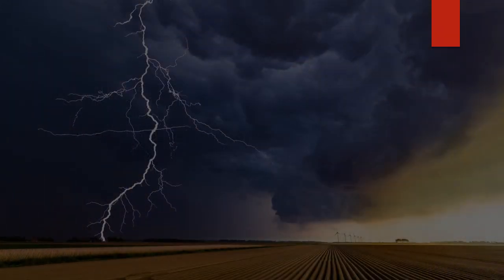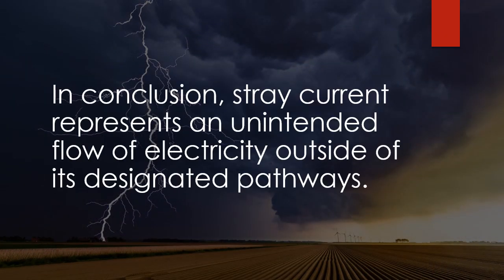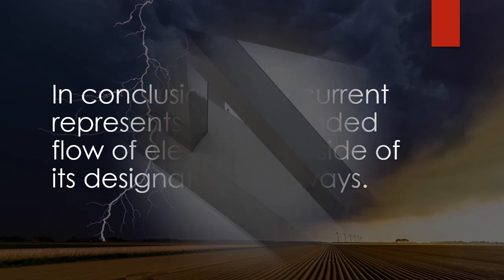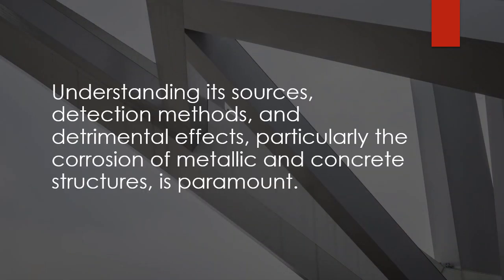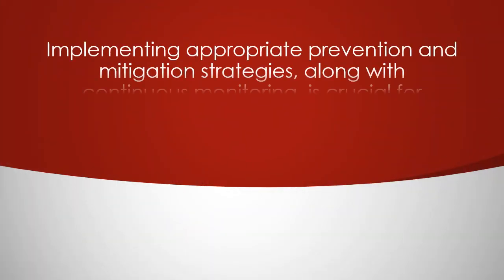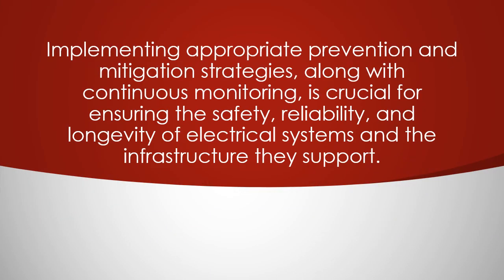In conclusion, stray current represents an unintended flow of electricity outside of its designated pathways. Understanding its sources, detection methods, and detrimental effects, particularly the corrosion of metallic and concrete structures, is paramount. Implementing appropriate prevention and mitigation strategies, along with continuous monitoring, is crucial for ensuring the safety, reliability, and longevity of electrical systems and the infrastructure they support.